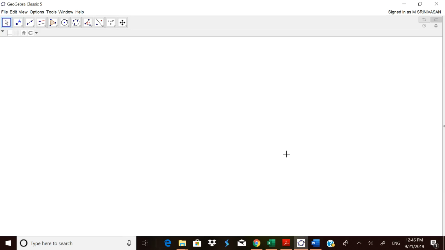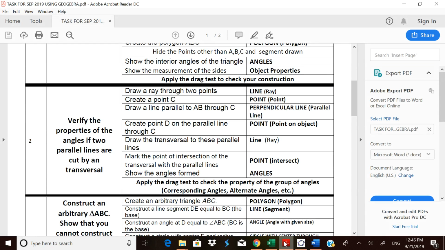Welcome friends, let us try to use GeoGebra for the task of verifying the properties of the angles formed if two parallel lines are cut by a transversal. We will be drawing two lines and a transversal, and we will try to check the properties of corresponding angles, alternate interior angles, alternate exterior angles and consecutive angles.